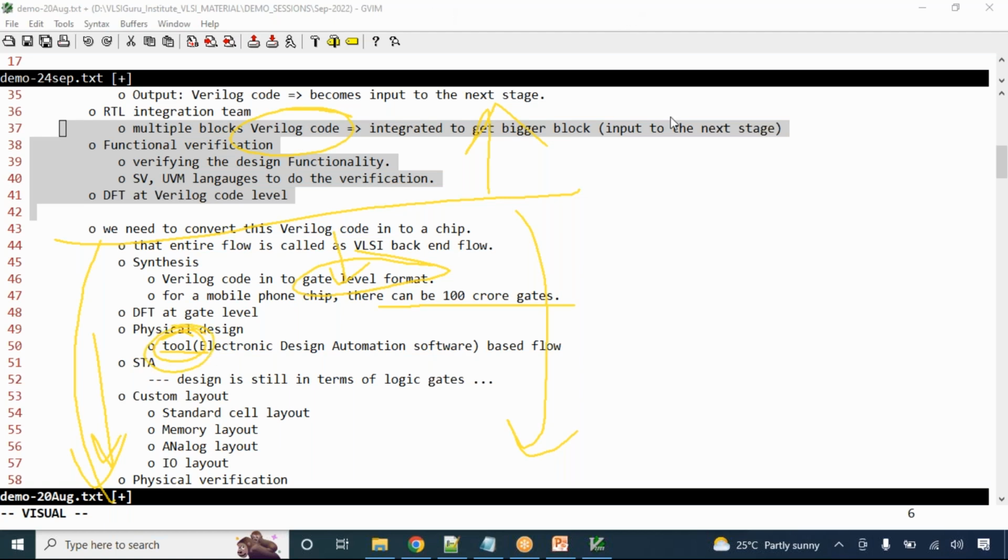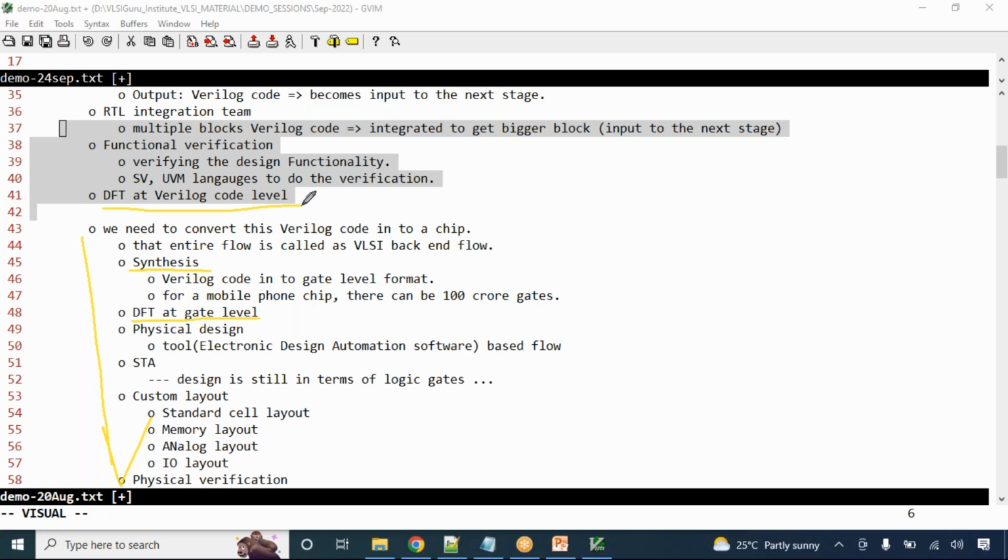So with this understanding, let us quickly summarize what happens in the backend. See, the backend domain starts with synthesis. Then we do something called DFT at gate level, I mean, design for testability implementation at the gate level. In the front end also it's done at the Verilog coding level. Once DFT is done, we do physical design, where we use the tool based flow. Then once physical design is done, along with that we do STA. STA stands for static timing analysis.